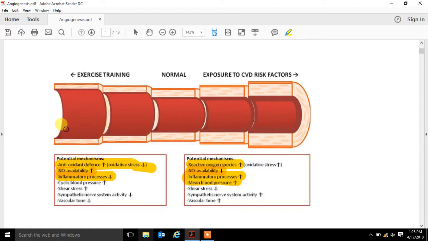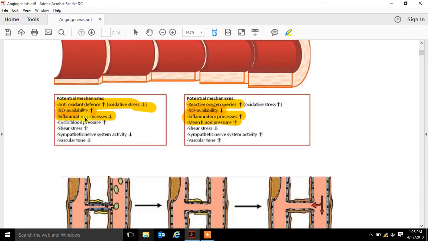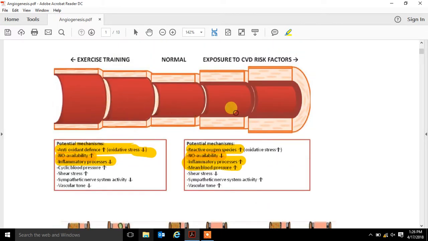And we see this. If I bring in a couple dozen highly trained endurance athletes and compare their brachial and femoral arteries to those who are very untrained, same age, same body mass or body surface area, you're going to find the athlete is going to have a much larger vessel. And that's due to this arteriogenesis. Now, we know this is occurring both in exercise training and in response to cardiovascular disease risk factors.